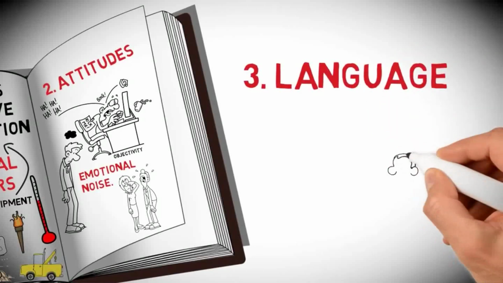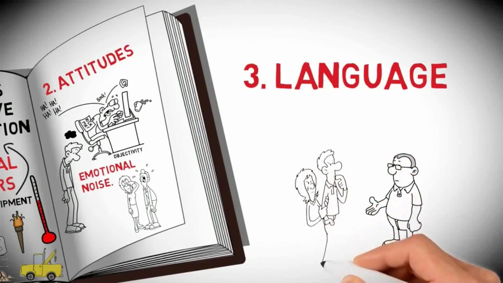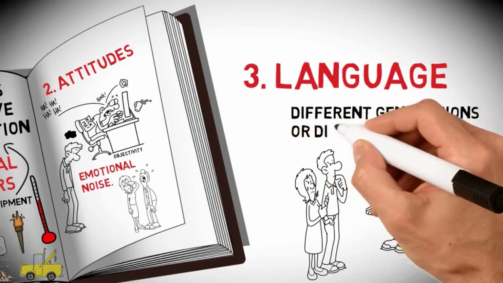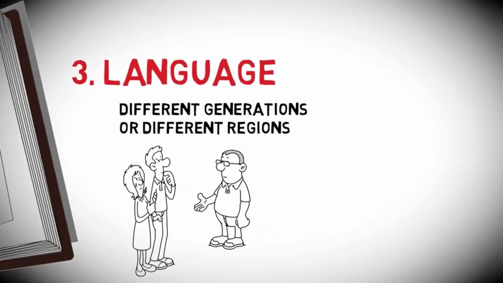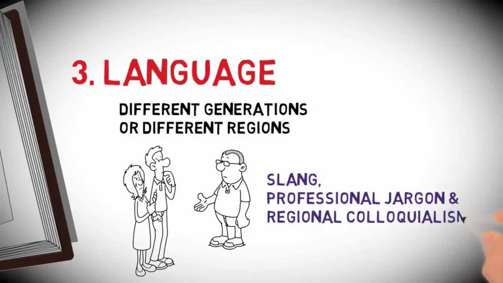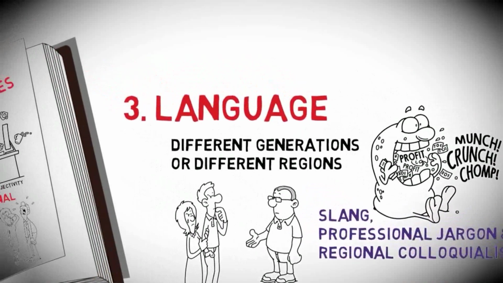3. Language. This may seem like a minor obstacle, but even people who speak the same native language can have difficulty understanding each other if they are from different generations or different regions of the same country. Slang, professional jargon, and regional colloquialisms can hurt communicators with even the best intentions.